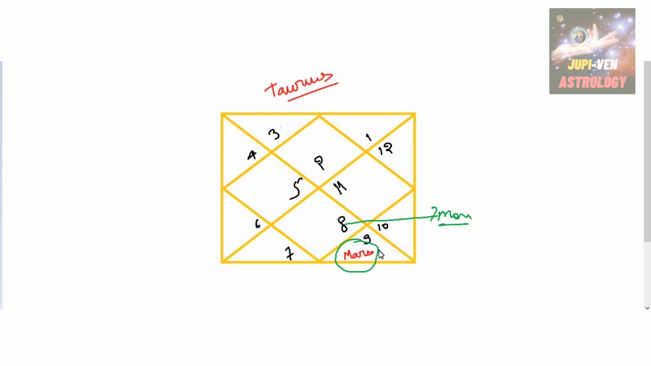How can we see that? We have to count 7 places from here. 1, 2, 3, 4, 5, 6, 7. So 7 places away from the 7th lord placement is the sign of Gemini. Now what does the sign of Gemini represent? The sign of Gemini represents a lot of things, but on a broader view, the sign of Gemini represents twins, right?